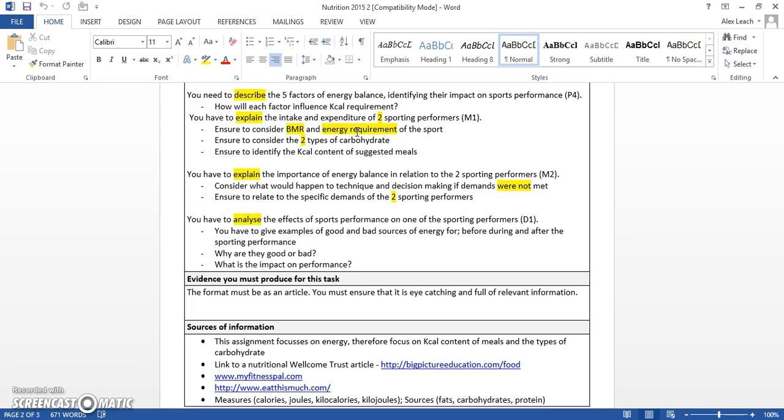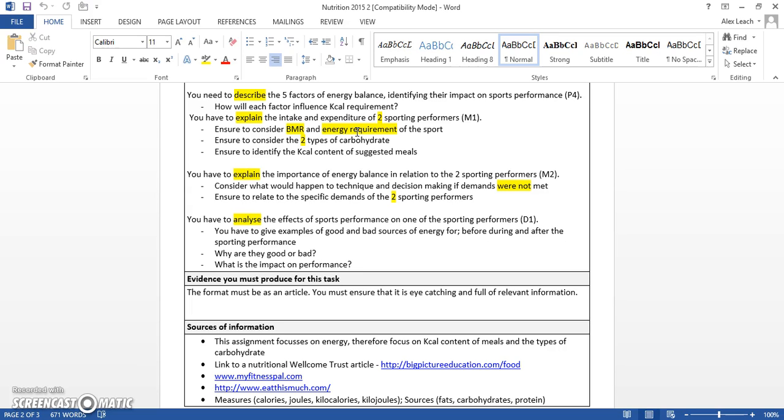So you've got to think about the impact that has on performance, because think about when you've had a stitch when you're playing before. If you've got a stitch, you're not thinking about the performance properly. Therefore, your performance just goes down. Please give exact examples from the sport if you're going for the higher criteria.